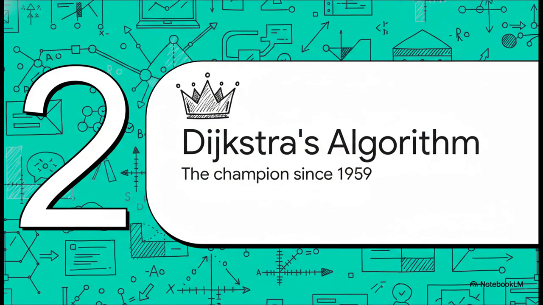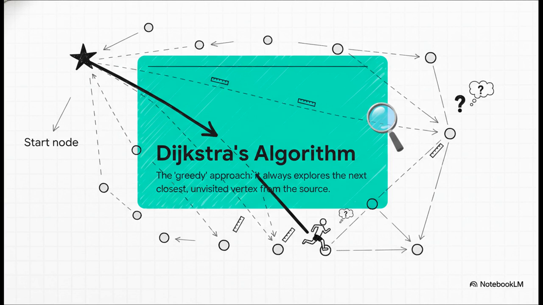Now, for this specific problem, there has been one undisputed champion since 1959, Dijkstra's algorithm. For decades, this thing was considered the gold standard. It's the one taught in every computer science 101 class, and it's been the foundation for so much of the modern world. So how does this legendary champ actually work?